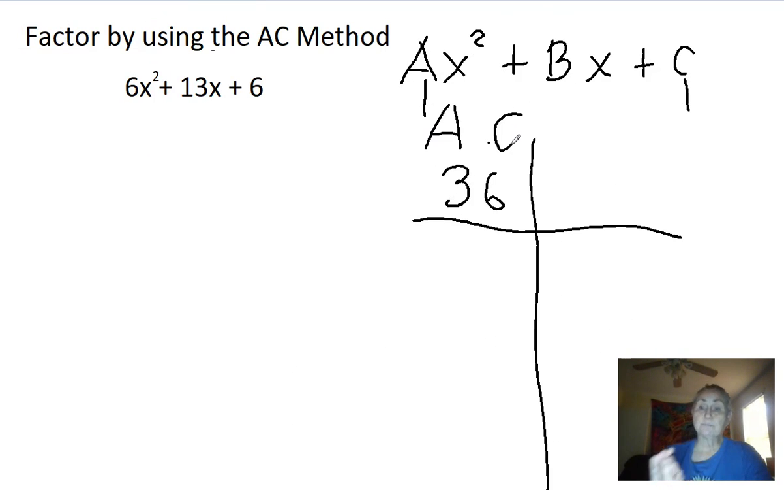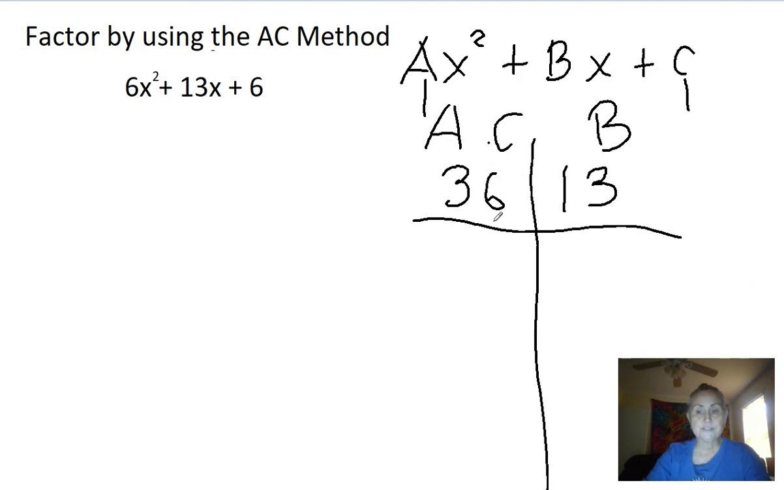Now, the second important number is B. What is the coefficient of the middle term that was created by combining the O term and the I term? So it's going to be for us 13. Now, remember what we have to do here. We have to find the factors, numbers that multiply for 36 that add to 13.